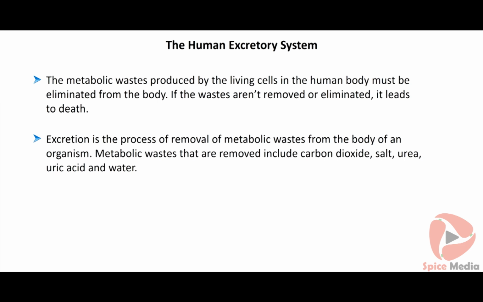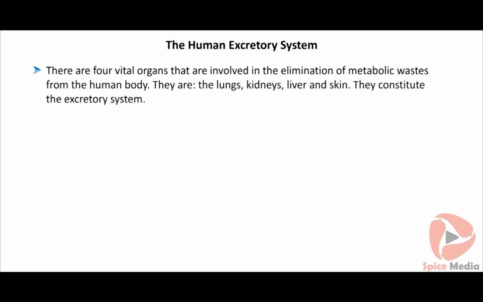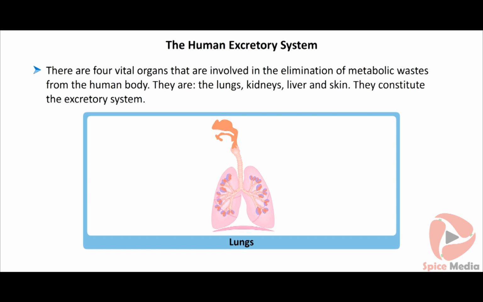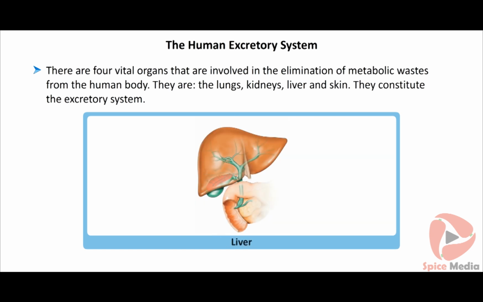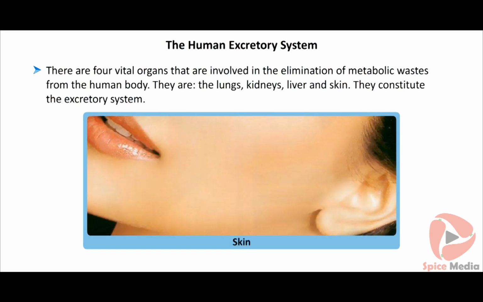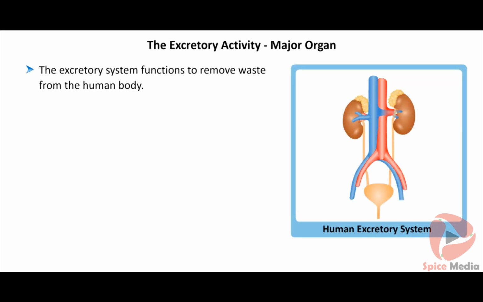All the excreted waste travel through the blood at the same time. There are 4 vital organs that are involved in the elimination of metabolic waste from the human body. They are the lungs, kidneys, liver, and skin. They constitute the excretory system. The excretory system functions to remove waste from the human body.